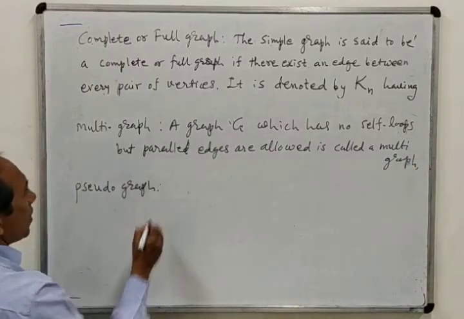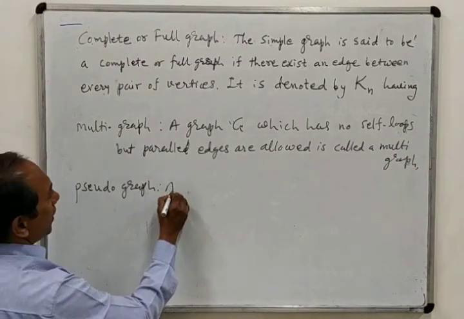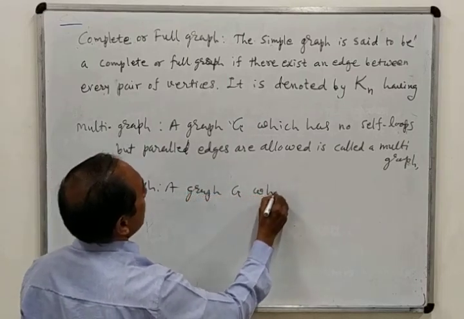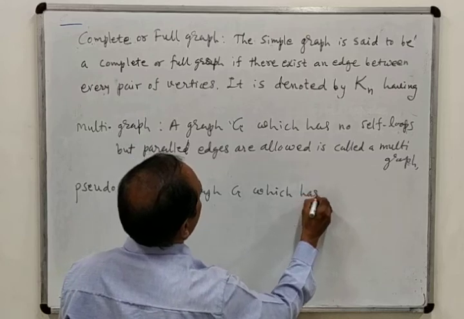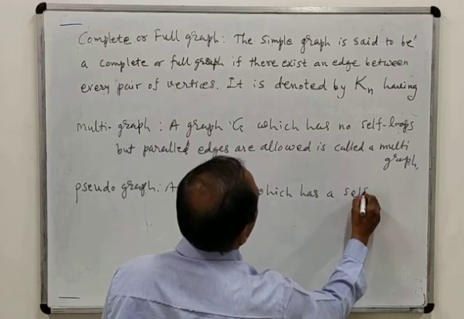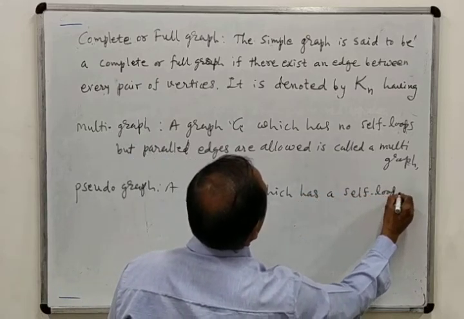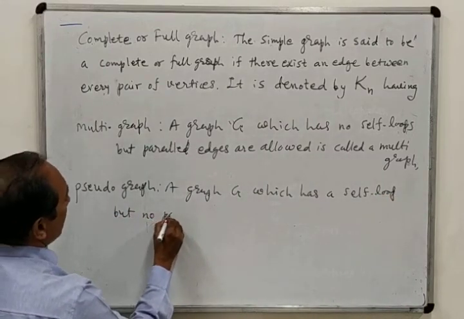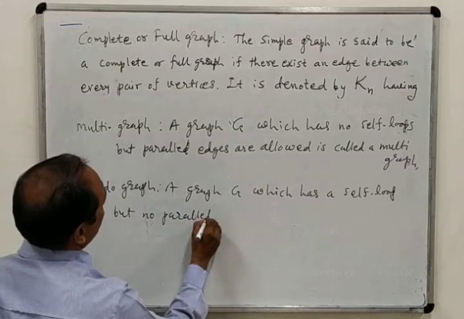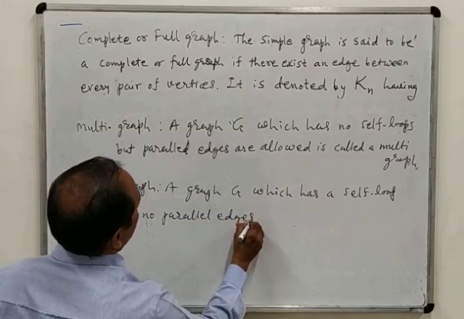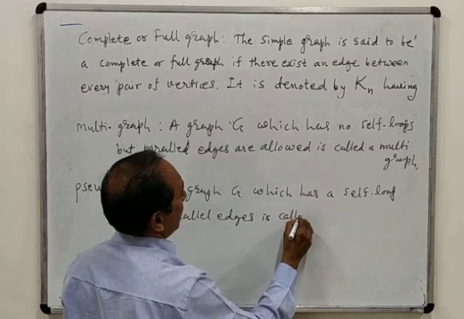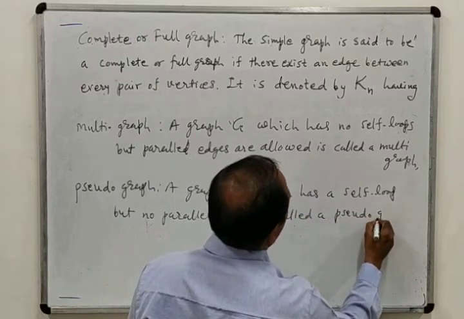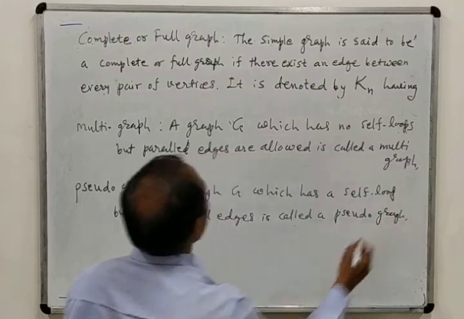But what is a pseudograph? A pseudograph is a graph G which has a self loop but no parallel edges. It is called a pseudograph. So these are very easy definitions.